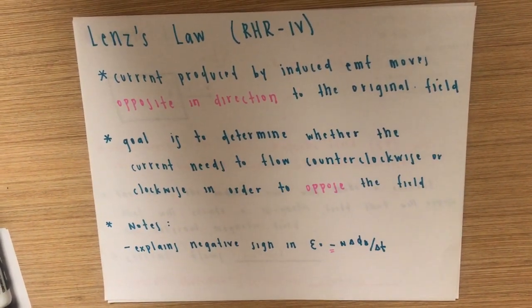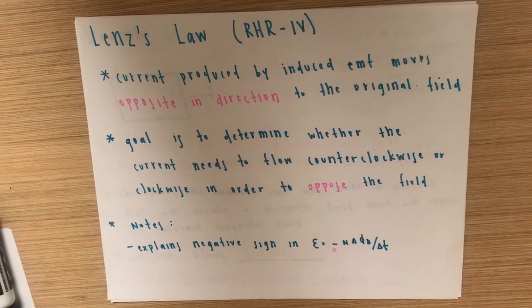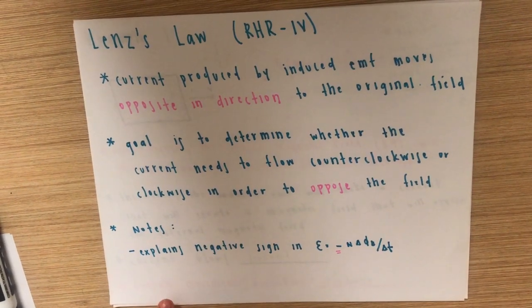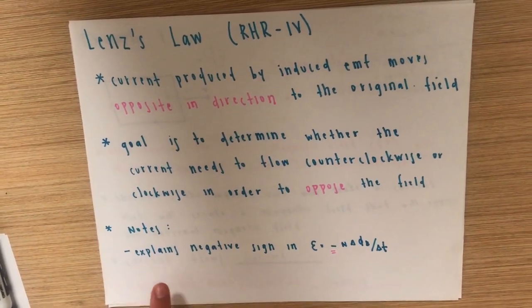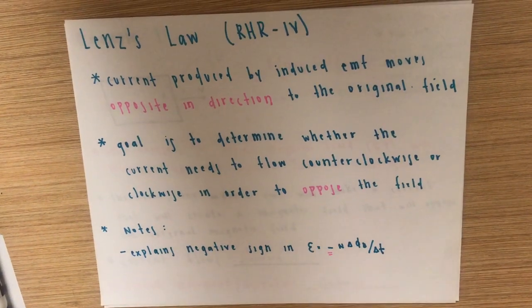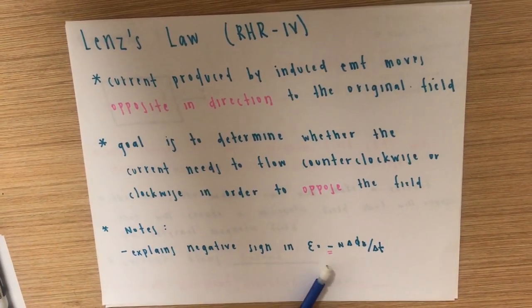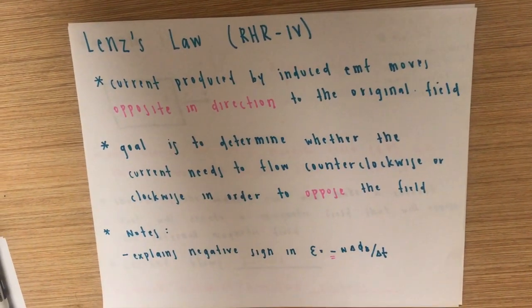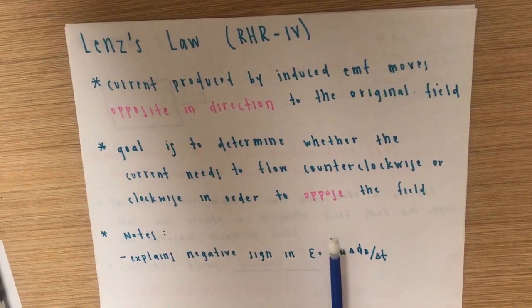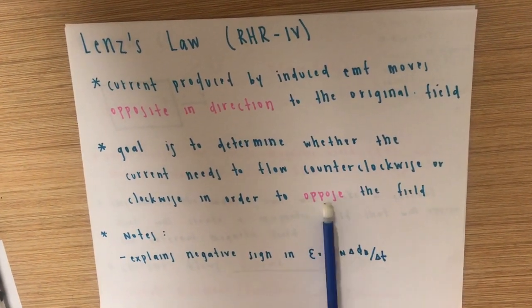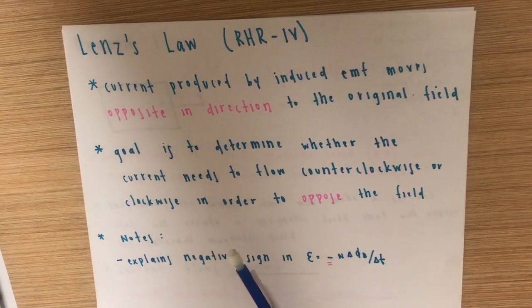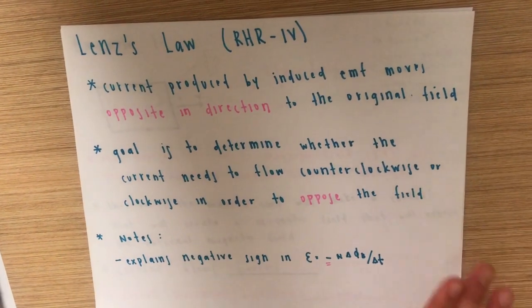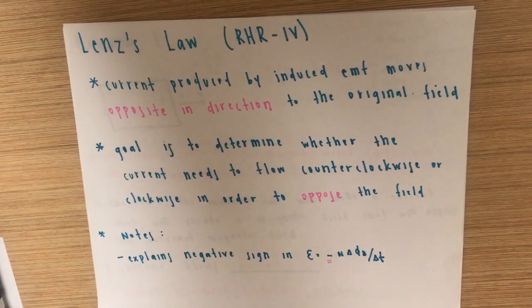Just a general note, we discussed this briefly in class, but I wanted to point it out in case you forgot. Lenz's law, or right-hand rule number 4, actually explains the negative sign in this equation. That negative sign represents how these need to be opposite in direction. So if you take anything out of this video, know that the fluxes need to oppose each other by using the internal and external magnetic fields in order to create a total zeroed-out equilibrium environment.